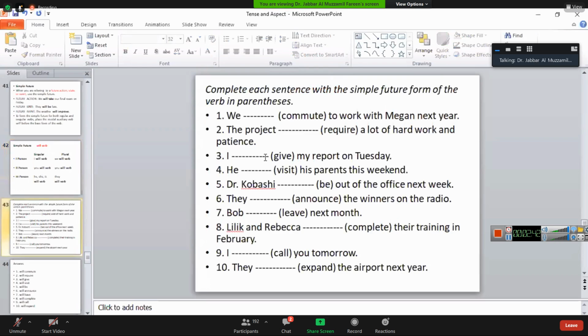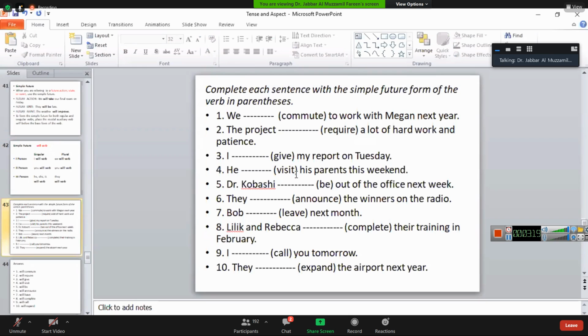So let us move on to the exercise. We dash commute to work. What is the answer? We will commute. The project dash require: will require. I dash give my: I will give. He will visit his parents. He shall visit, he will visit. Both are the same, no problem.